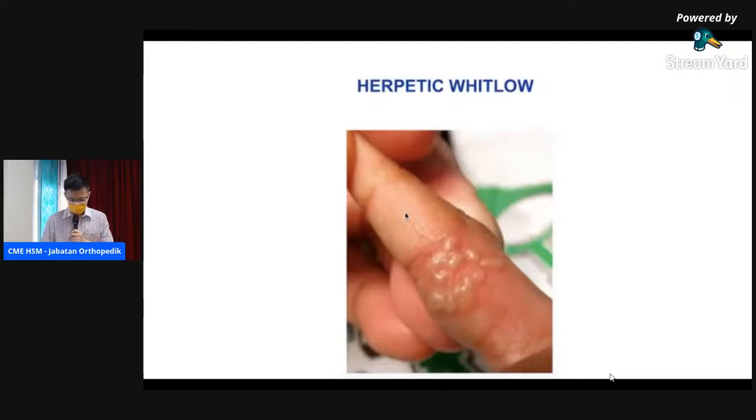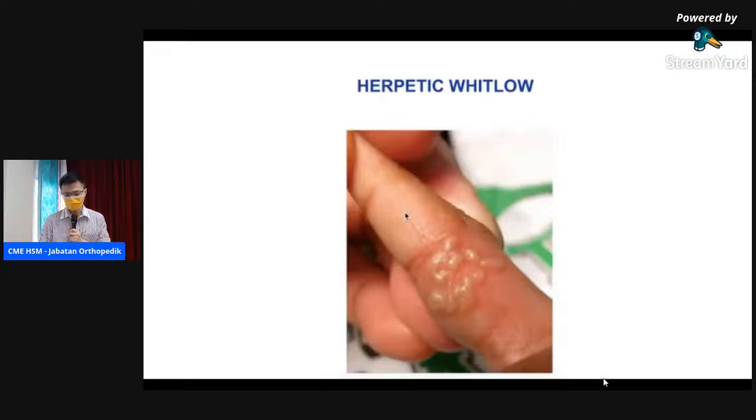Not all the wounds in the hands are bacterial infection. As I said before, we need to have very good observation when we are doing physical examination and history taking, because by asking a few questions, you can differentiate this lesion from bacterial infection. Why is it important? Because the treatment is different. If we treat a viral infection like a bacterial infection, we might cause more harm to the patient. Okay, so that's the reason why.